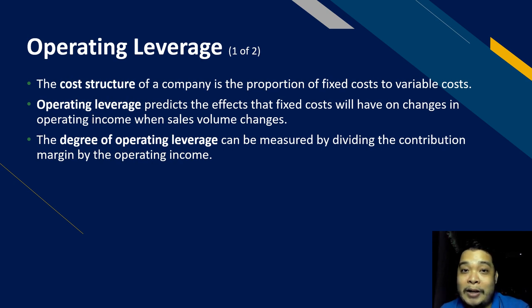May multiplier effect ba? Meaning, kailangan mo ba ng 2.5 times sales for every peso of operating income? No? Or 1:1 ba yan? For every peso na idagdag mo sa operating income, sa contribution margin, ang impact sa operating income, peso rin. Okay? So, that's what we will explore.